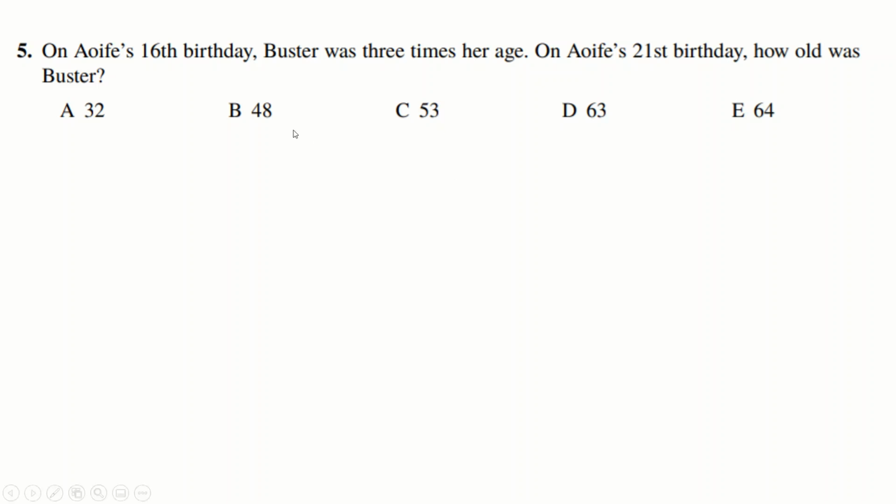Question number 5. On this person's birthday, I'm not going to pretend to pronounce that name, Buster, whose name I can pronounce, was 3 times her age. So 3 times 16 means Buster was 48 at this time. On this person's 21st birthday, well, that's 5 years later, right? How old was Buster? We'll just add 5 to this number, and you're going to get this answer here.